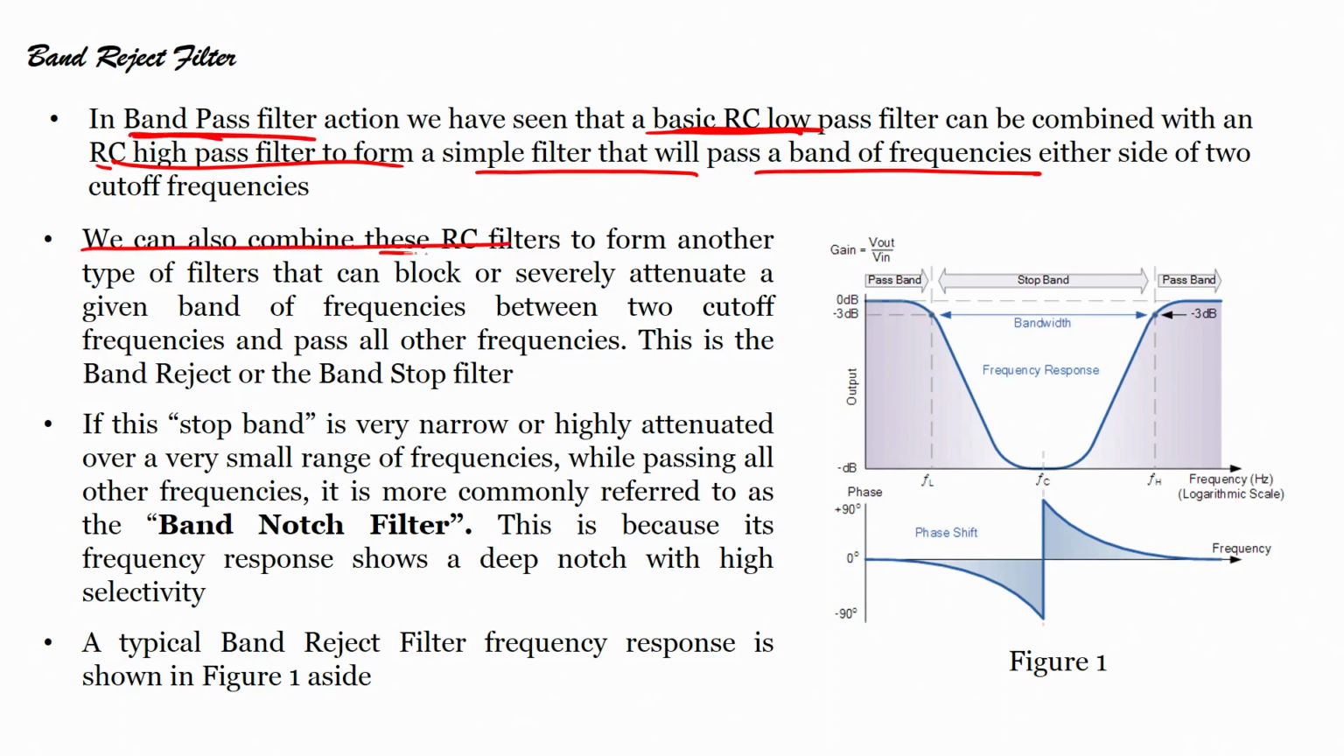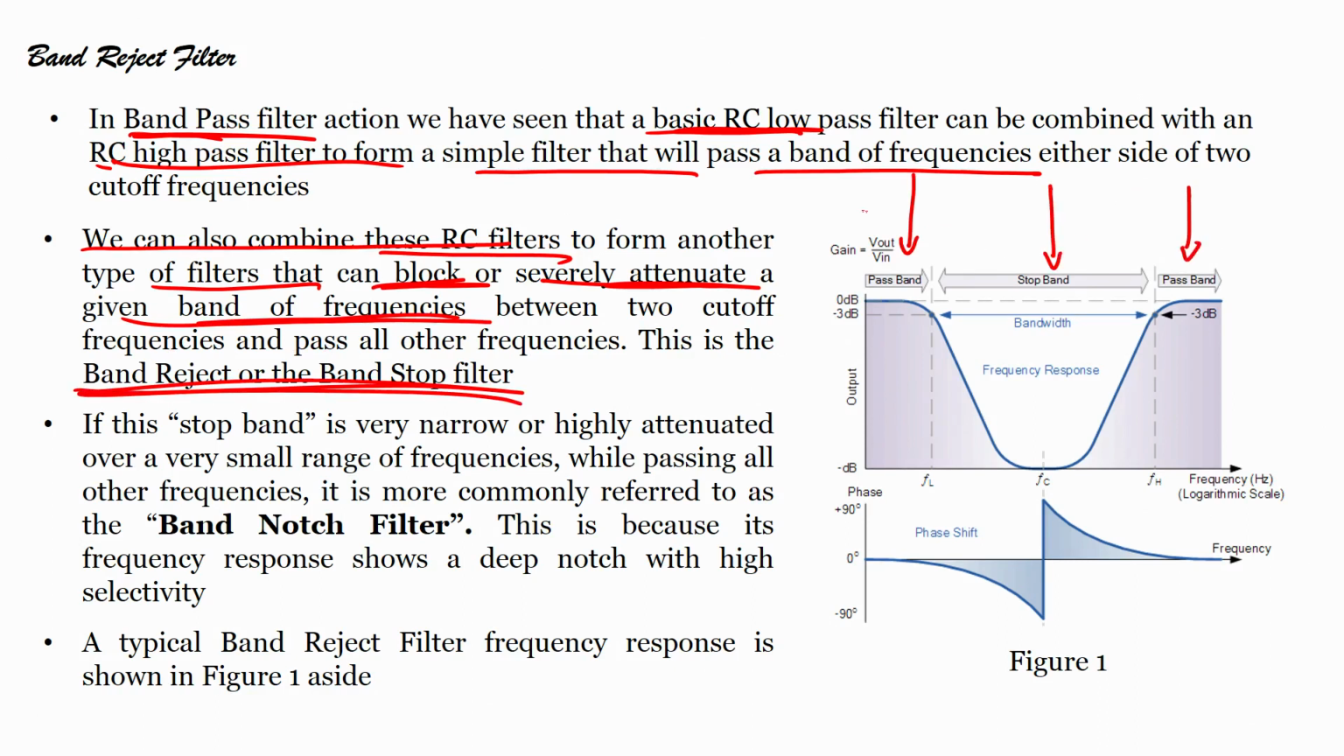But we can also combine this RC filter to form another type of filter that can block or severely attenuate a given band of frequencies between 2 cutoff frequencies, and this is called your band reject or band stop. Now, you see here pass band, stop band. Gain is given by V out by V in. We have it in decibels, and we have frequency. If it is in logarithmic scale, then we have to write it is in log. If it is not, we write it is in hertz, frequency. Now, bandwidth is FH minus FL.